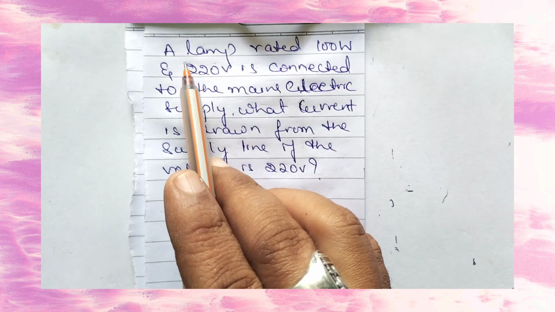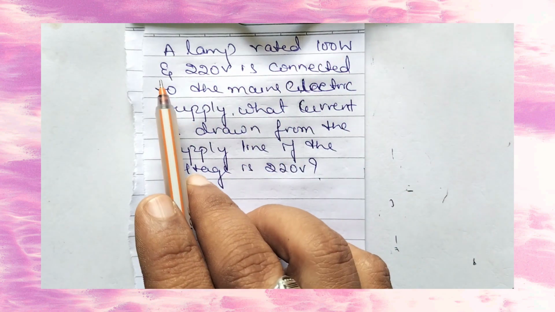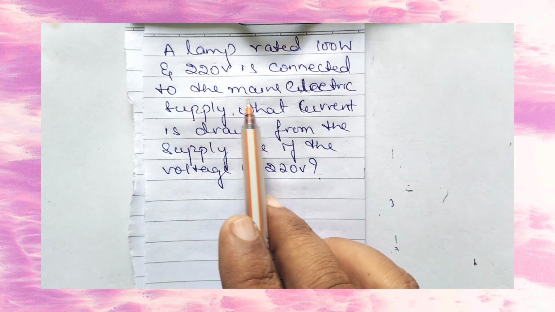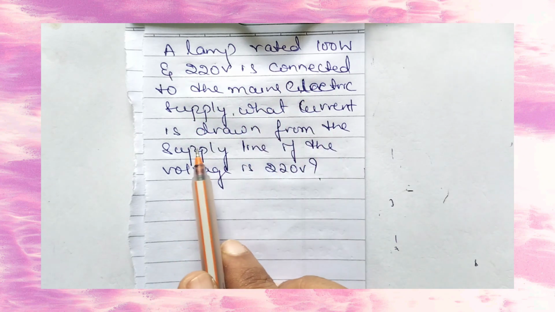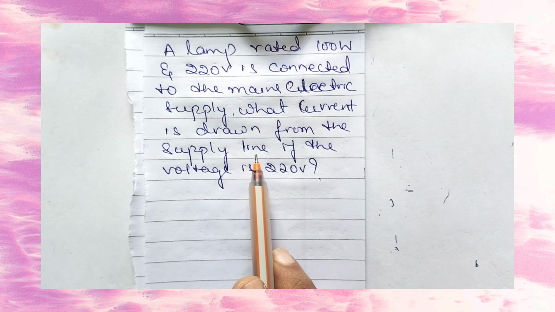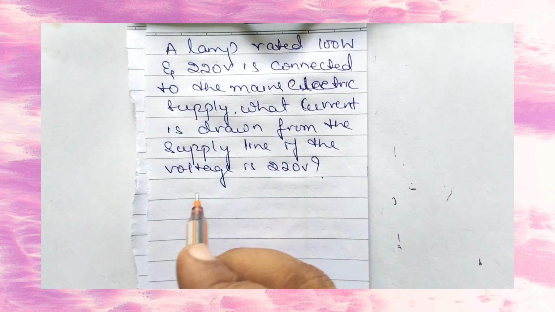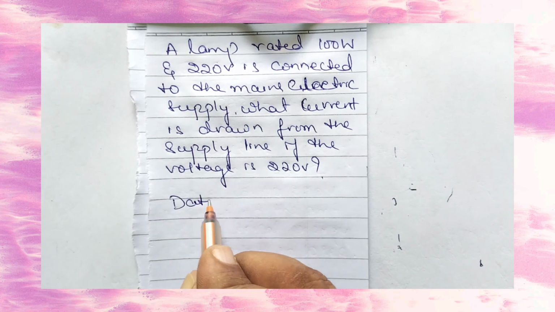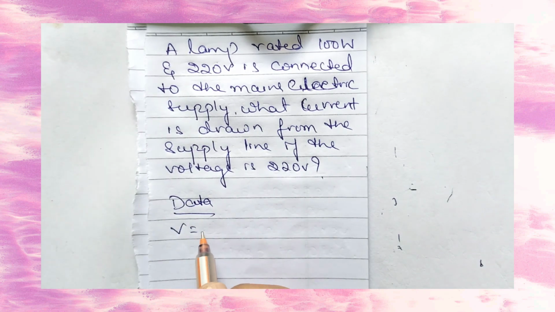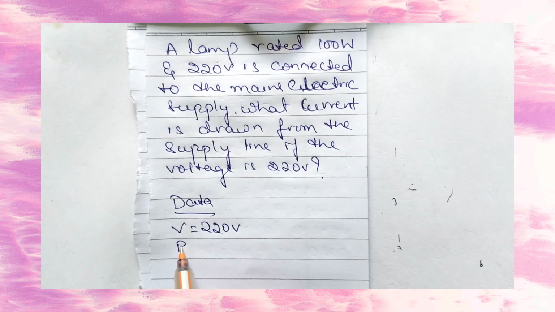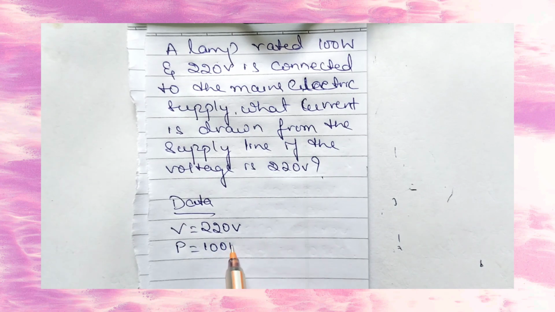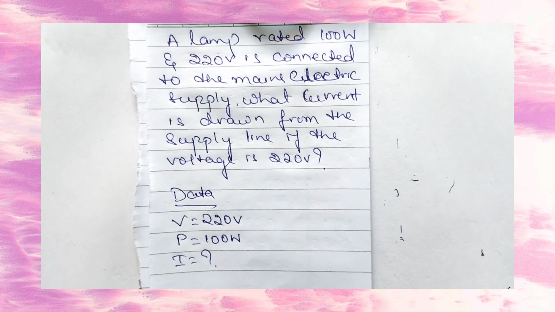So the next question is, a lamp rated 100 watt and 220 volt is connected to the mains electric supply. What current is drawn from the supply line if the voltage is 220 volts? So now let us make a list of data. In the data they have given V, voltage is equal to 220 volts. Then they have given power is equal to 100 watt. Then we have to calculate the current that is drawn from the supply line.